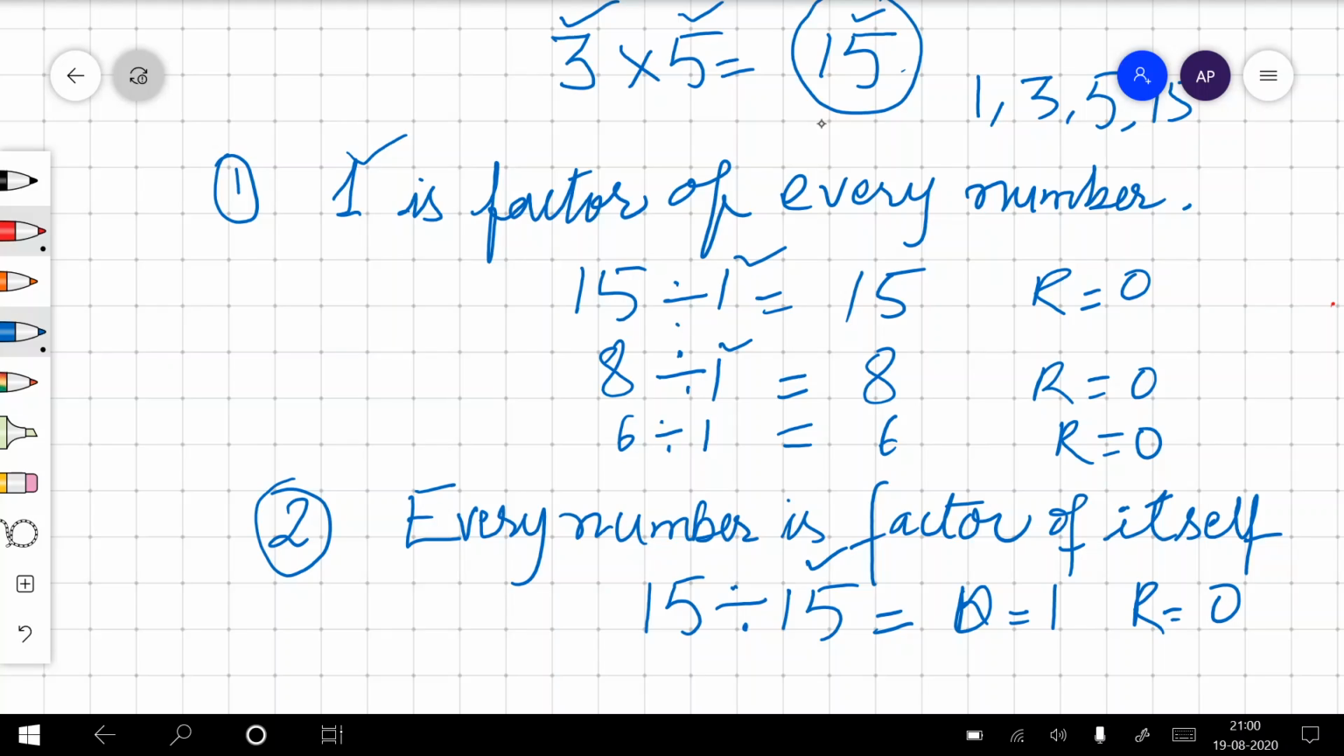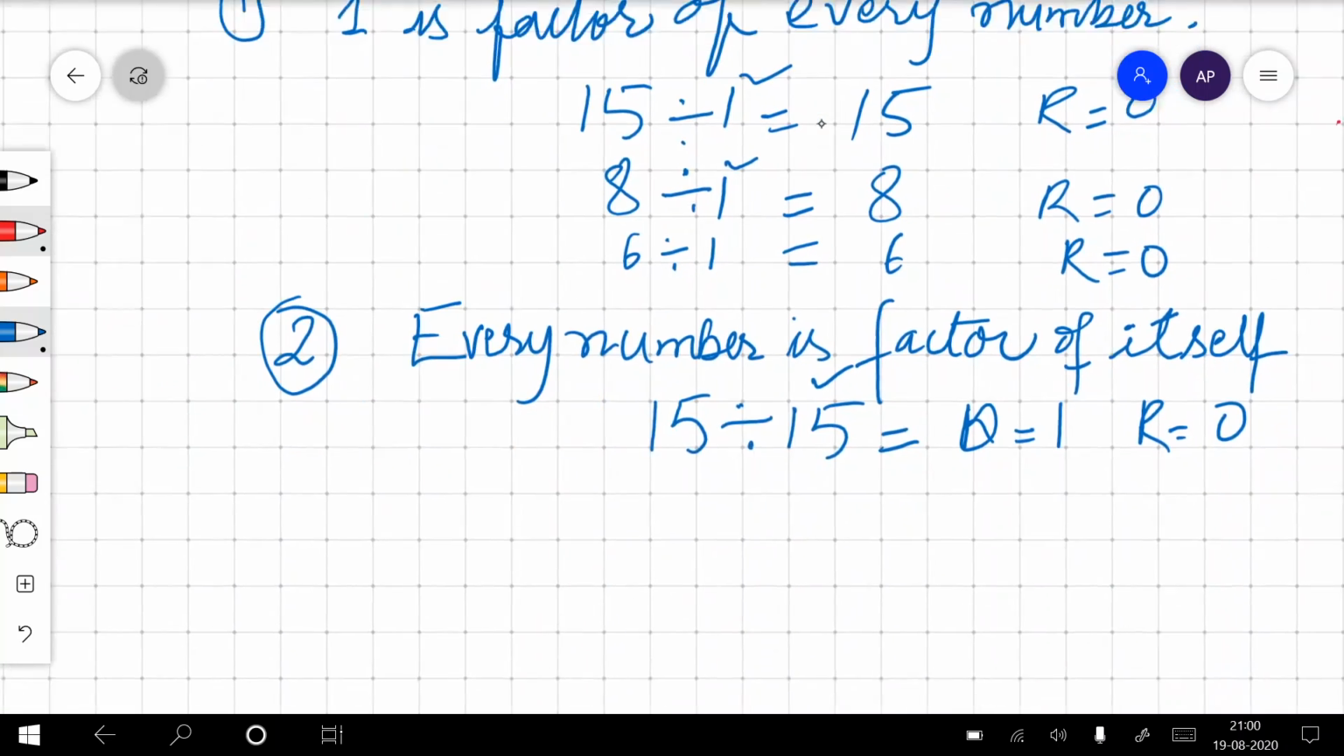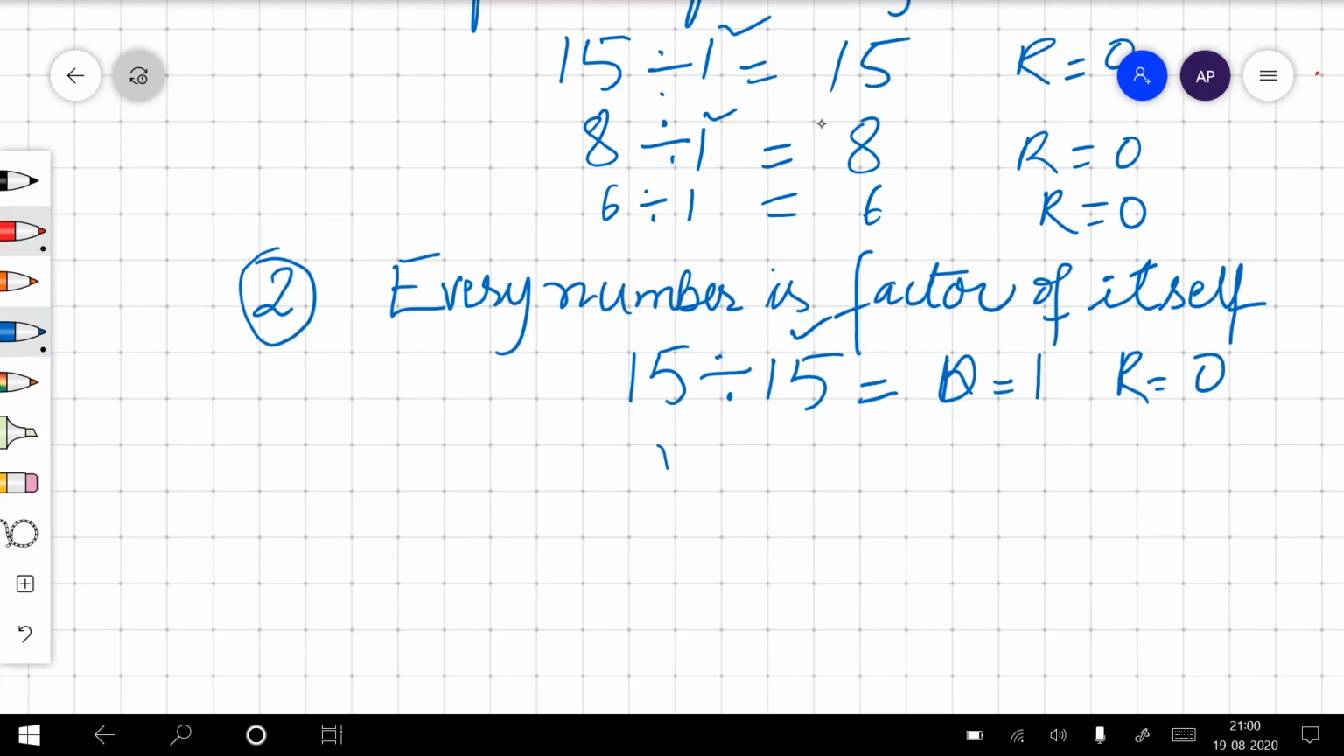The number should be divisible by that number. It means 15 divided by 15, then quotient 1, remainder 0. Take any other number, 9. 9 divided by 9 is equal to quotient 1. Remainder is 0 again. It means 9 is a factor of 9. Simple. So it means every number is a factor of itself.